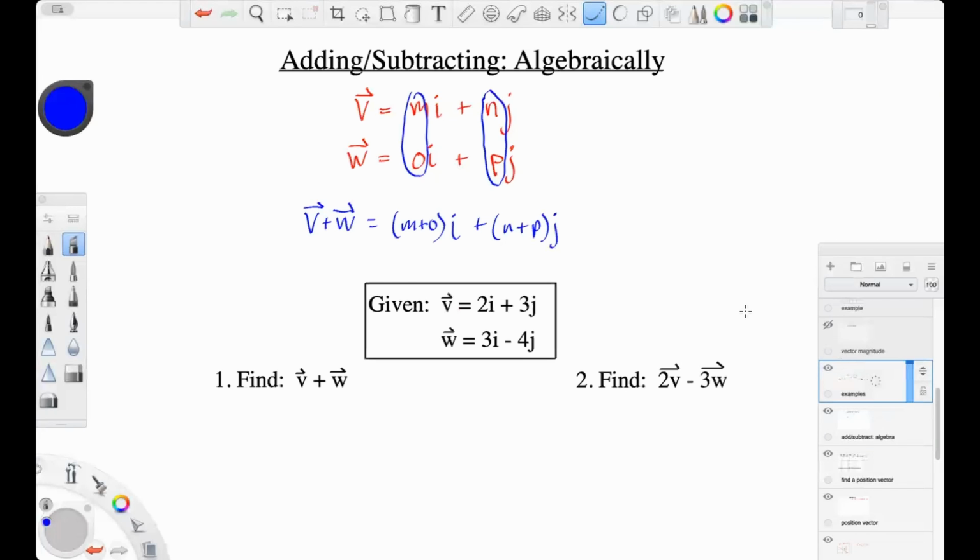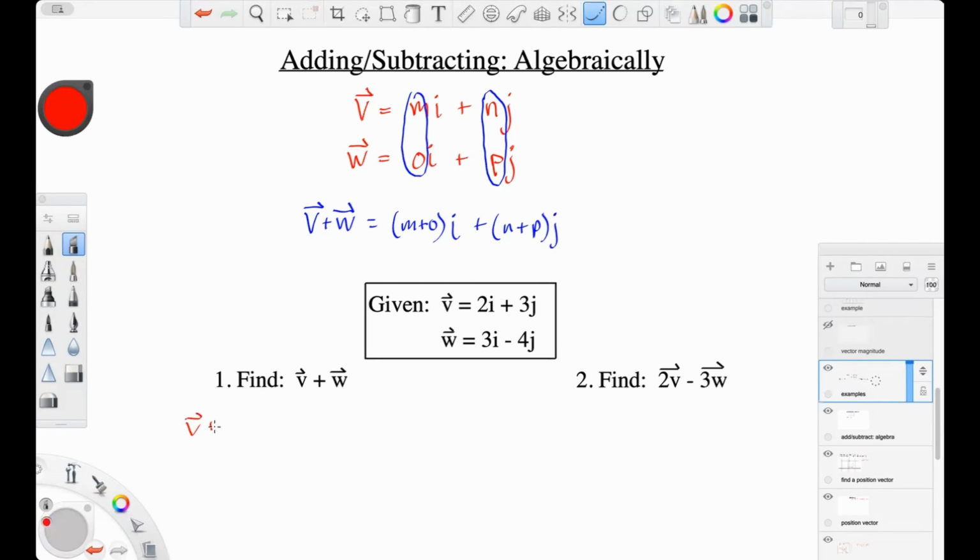Let's look at some examples. So here we're given vector v is 2i plus 3j, and vector w is 3i minus 4j. So we're going to do two things. First, let's just add the two vectors together. So if we have v plus w, we're just going to look at it like this.